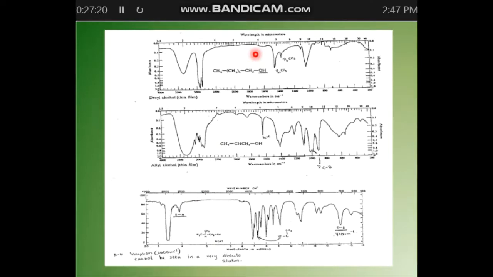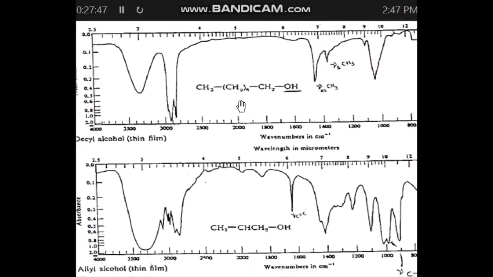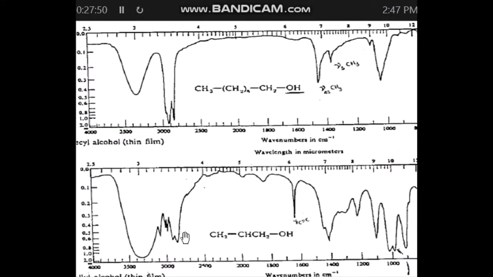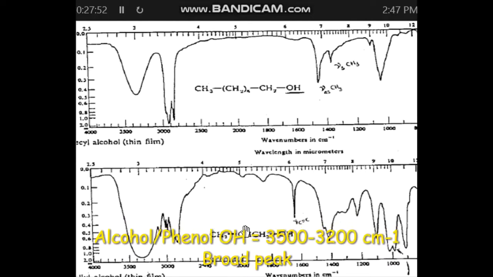This is an example of an alcohol molecule, and a broad band at 3300 to 3400 is an indication of the presence of an OH group. In these two examples, we see a broad band from 3200 to 3500.